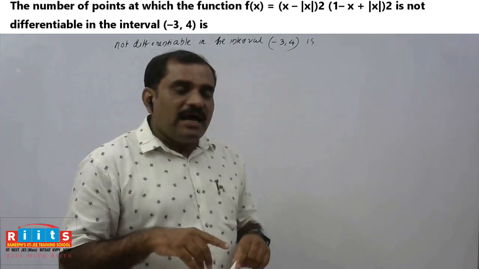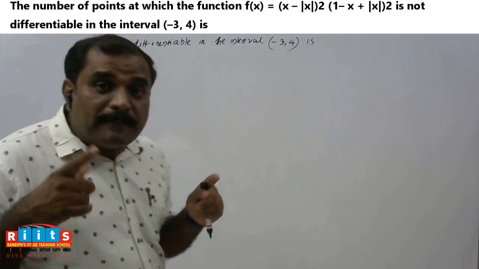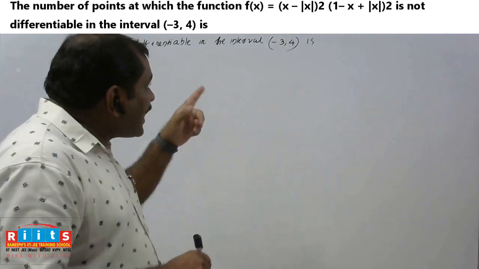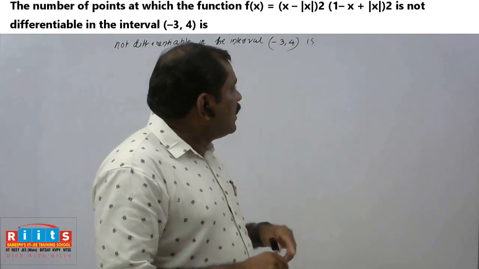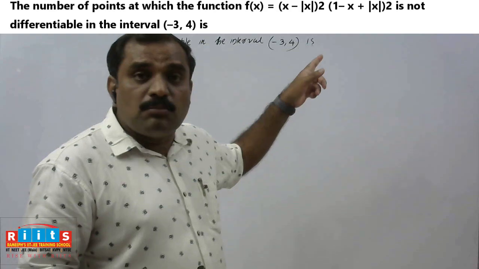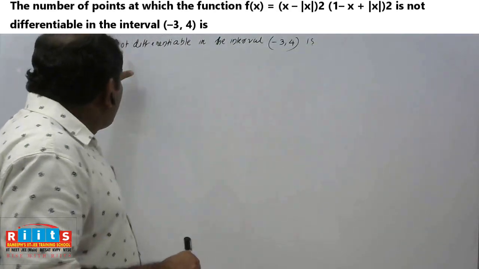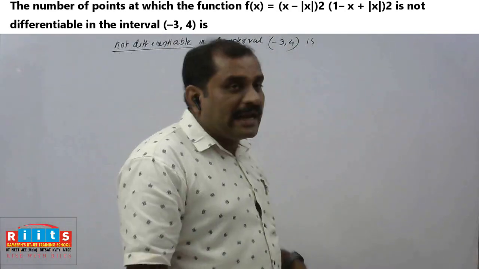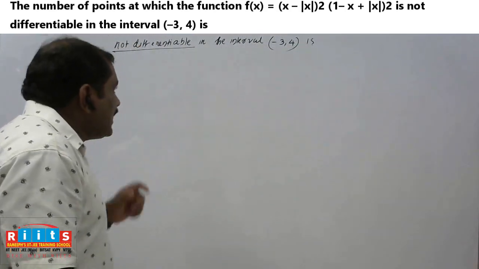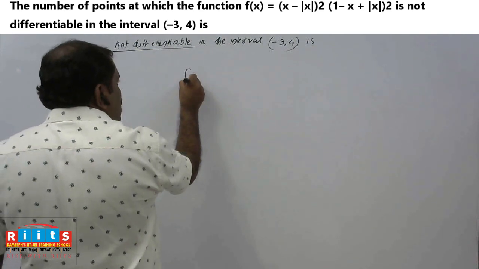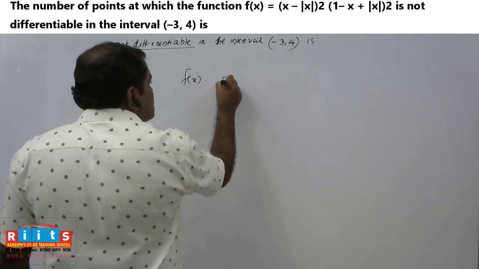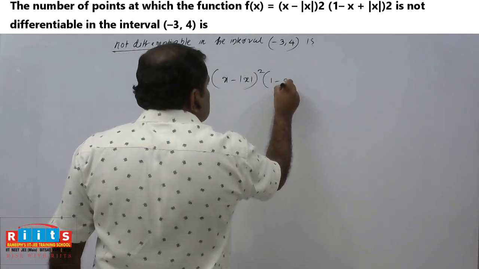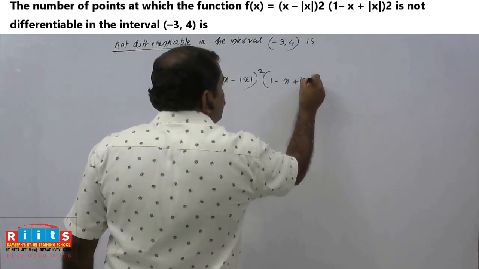Hi students, our fifth question. The number of points at which the function f of x equal to x minus mod x the whole square into 1 minus x plus mod x the whole square is not differentiable, in the interval minus 3 to 4 is. Listen here, first of all take the function f of x equal to x minus mod x the whole square into 1 minus x plus mod x the whole square.